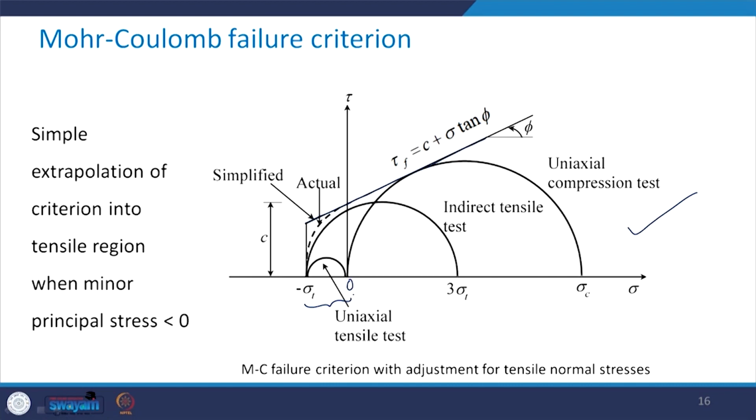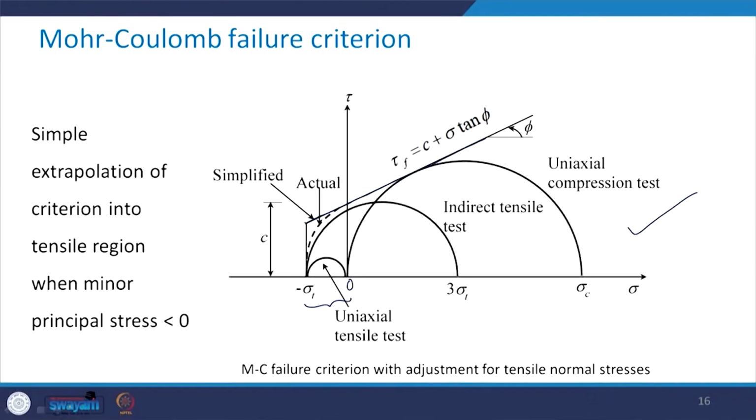Obviously this minor principal stress cannot be less than the tensile strength of the rock, and therefore the limit to this extrapolated line is going to be given by this vertical line, where this is the state of stress represented by minus sigma t.